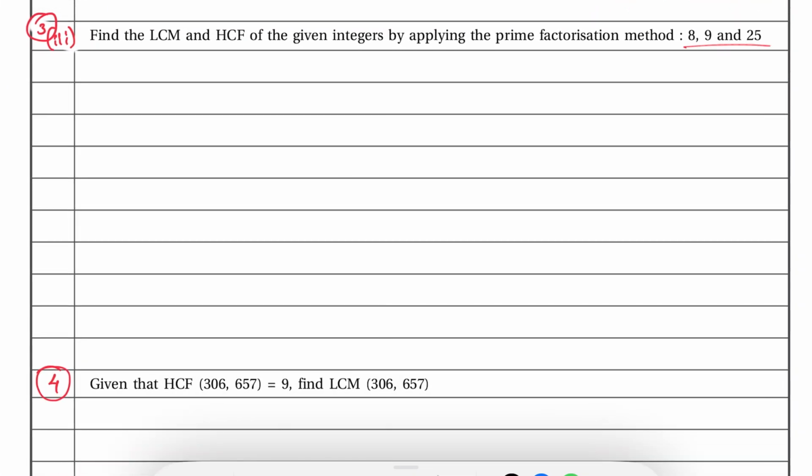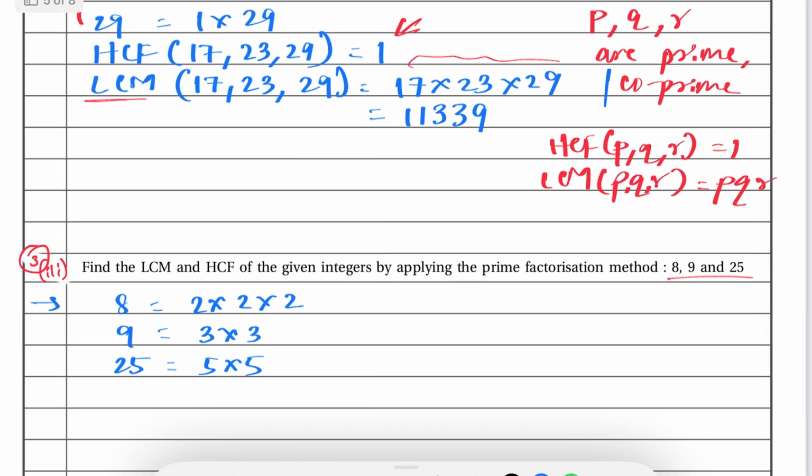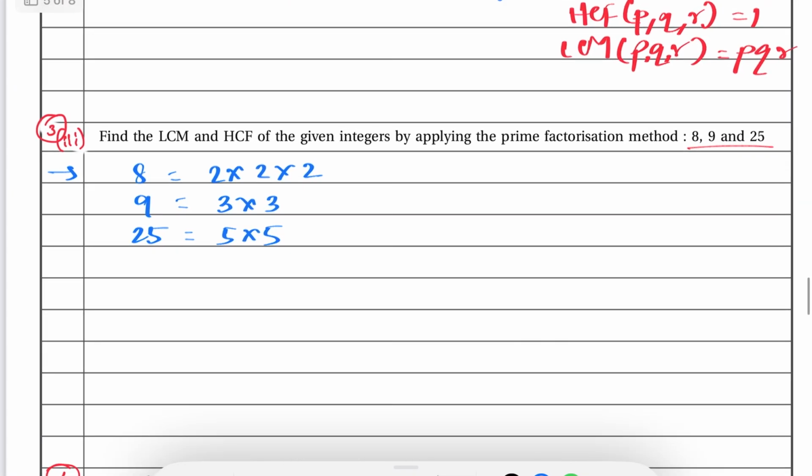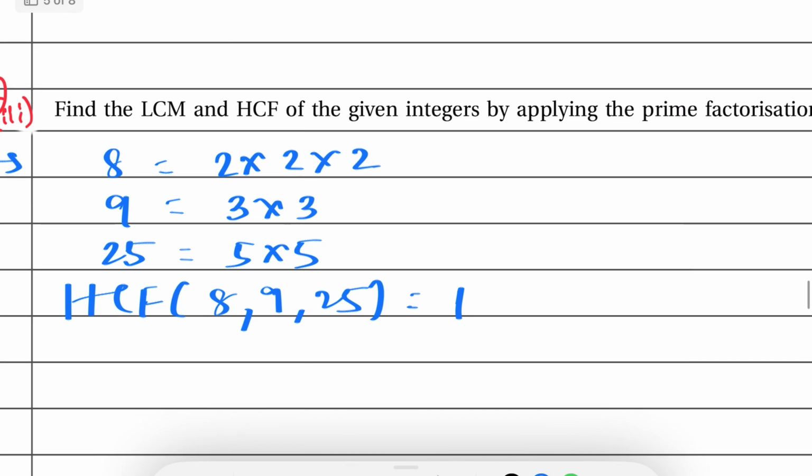Similarly, we go for 8, 9, 25. So we can write 8 as 2 times 2 times 2, 9 as 3 times 3, and 25 as 5 times 5. Do you see? These are co-prime numbers 8, 9 and 25, they don't have any common factor, right? So we have HCF of 8, 9, 25 is 1. When there is no common factor between these 3, we write 1. This we basically don't mention here, so you just remember this, okay?